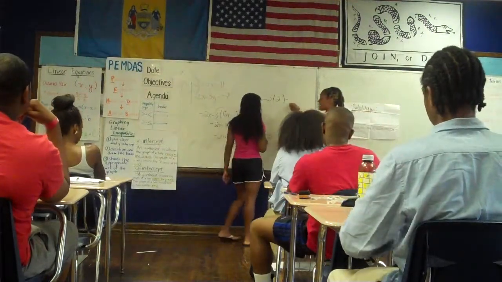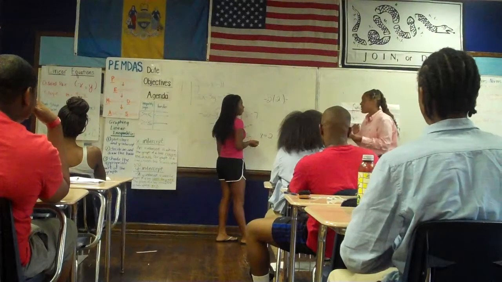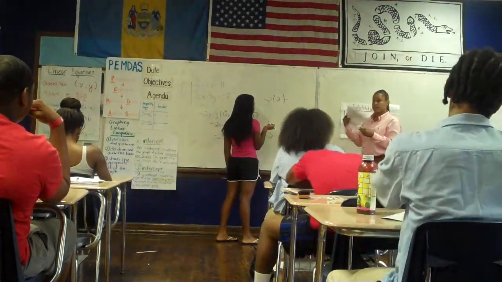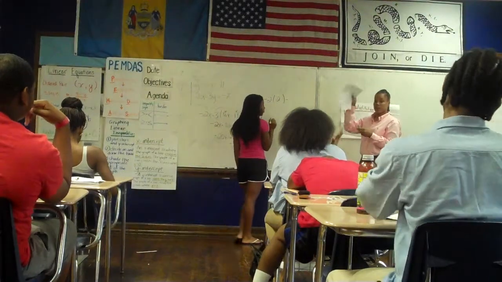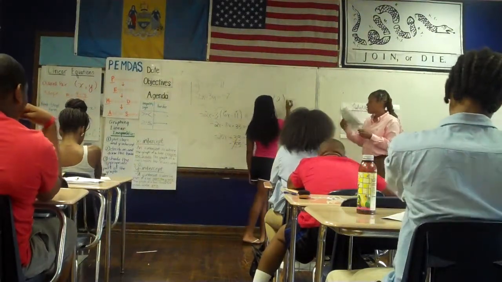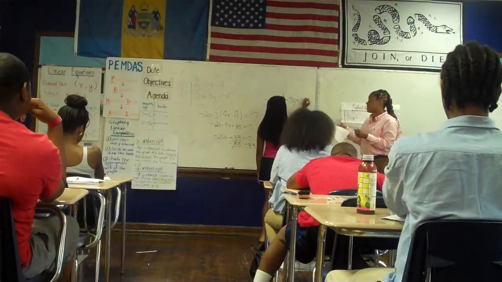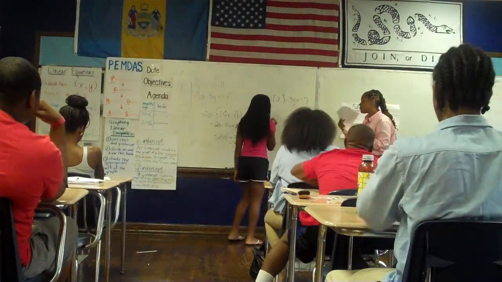what does she need to write next? So we have negative 2, we have 2 in parentheses. What is she going to write next? Someone? Yes. Equals. What is she going to do now?